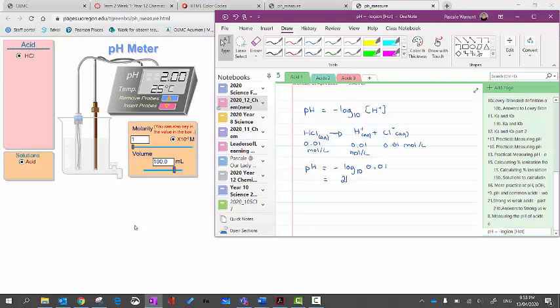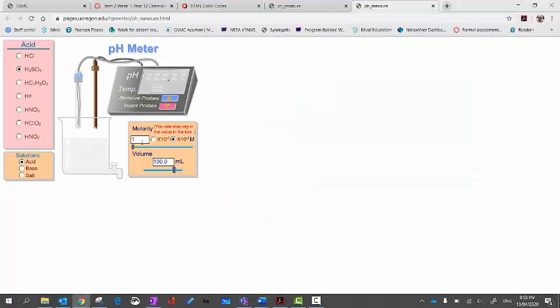Okay, now the other thing that you needed to do in trying this activity is to try different acids. Okay, so we can see that if I've got HCl and the concentration is 0.01 moles per liter, the pH is 2. Let's see what happens if instead of choosing HCl, we choose a diprotic acid. Okay, so let's give that a try. Okay, so I've chosen sulfuric acid, which is a diprotic acid. I've used exactly the same concentration, 0.01 moles per liter, and the volume is the same. Not that the volume makes any difference.